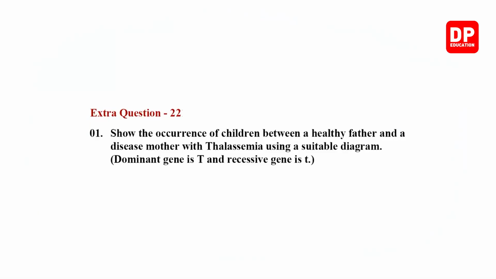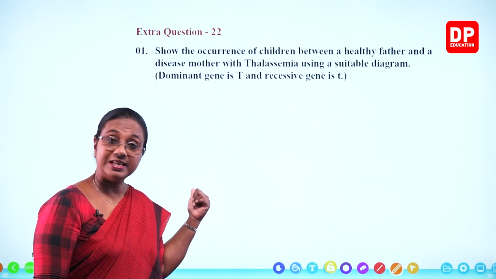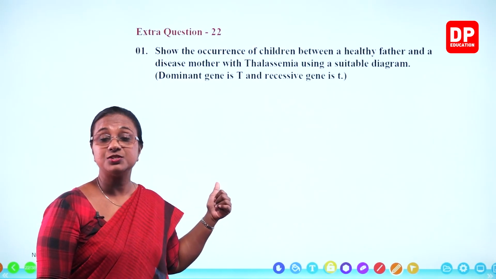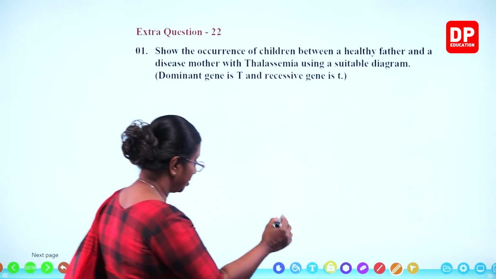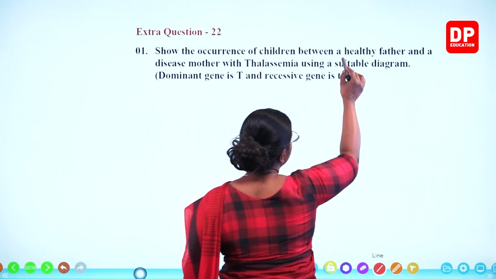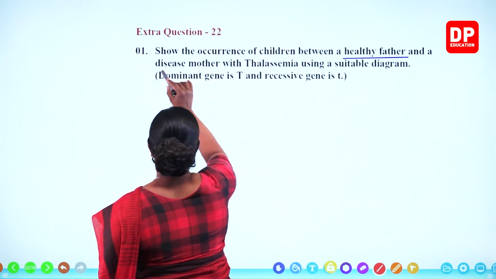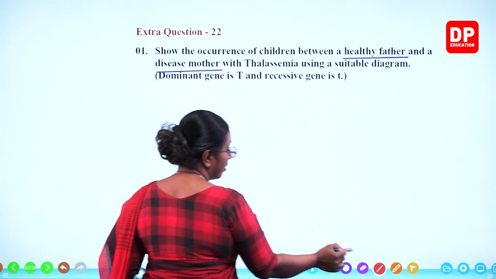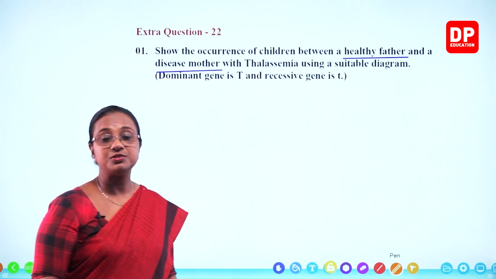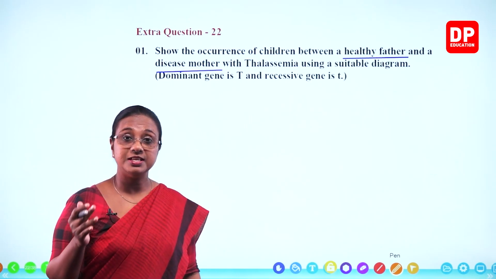Extra question 22. Show the occurrence of children between a healthy father and a diseased mother with thalassemia using a suitable diagram. So we discussed that thalassemia is a disease caused by gene mutation. So here it is a healthy father and a diseased mother. Now this, of course, you all have to remember, students, this is caused by gene mutation.